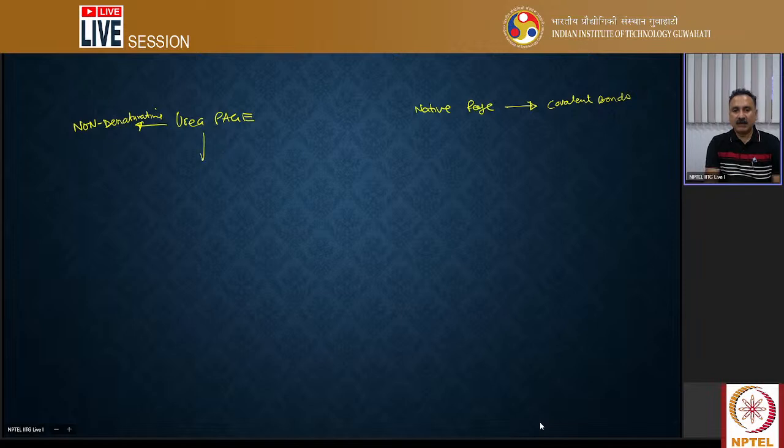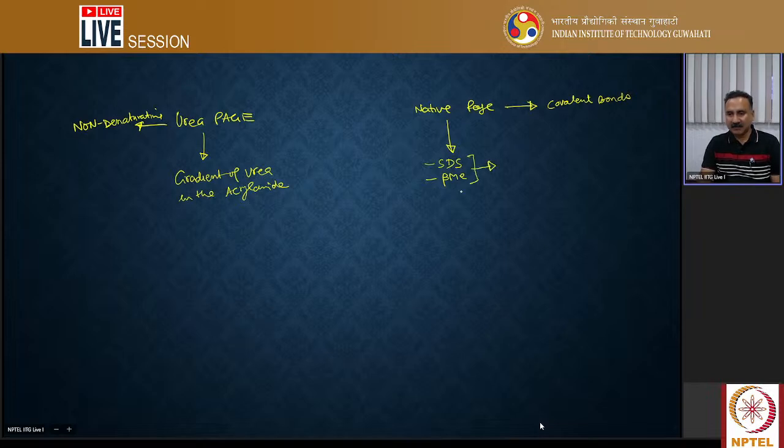In the urea page, you are going to use a gradient of urea in the acrylamide. Native page is the page where you are not going to have any SDS and you are not going to have the beta mercaptoethanol. If you don't have either of these, then it is called native page. This is also a non-denaturating gel, so it's not going to affect the 3D structures and all that.